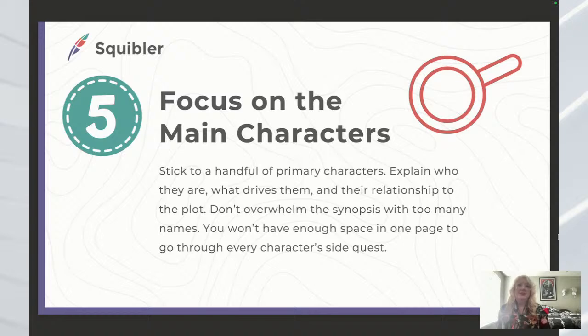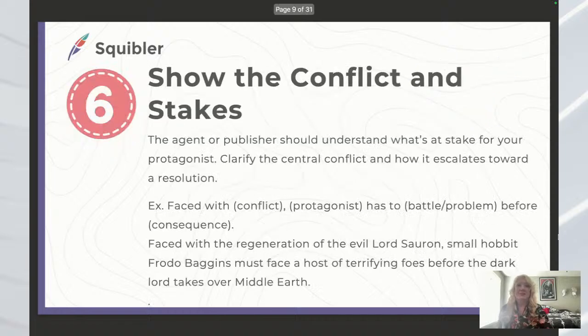So think about something like the Game of Thrones series by George Martin. He's not going to write a synopsis that tells you about each character. He's going to have to do a wide overview of what the first book, the second book, the third book is going to contain. You also want to make sure you show the conflict and the stakes. The agent and publisher should understand what's at stake for your protagonist if you're writing fiction.